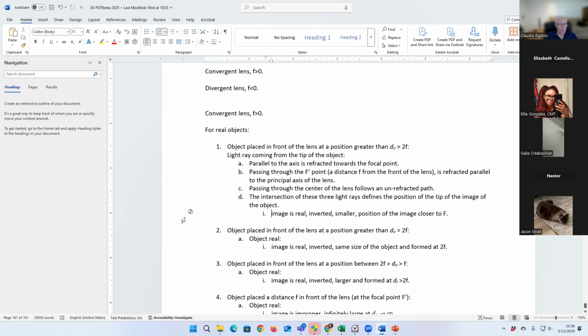Now we can do it like that for a real object. Object placed in front of the light coming from the... We have to repeat that only once, right? Light rays 1, 2, 3, 1, 2, 3. And then the image formed is... real. Okay, I don't need that.